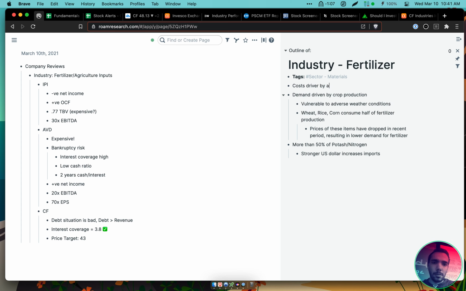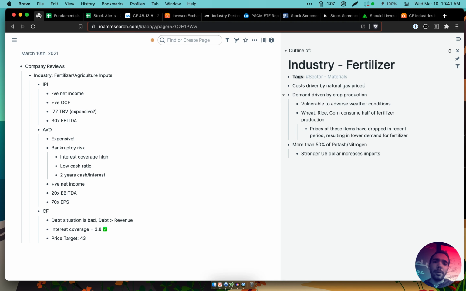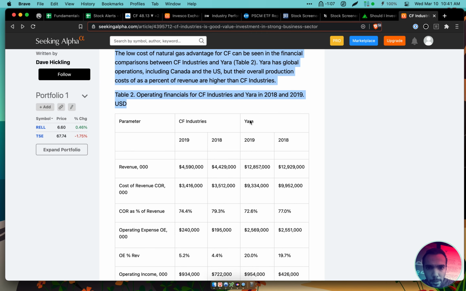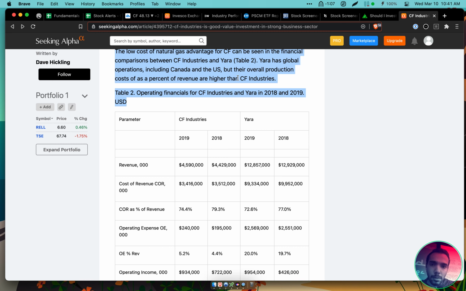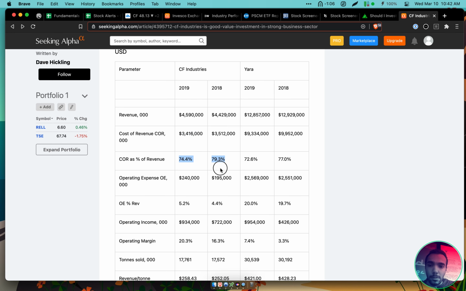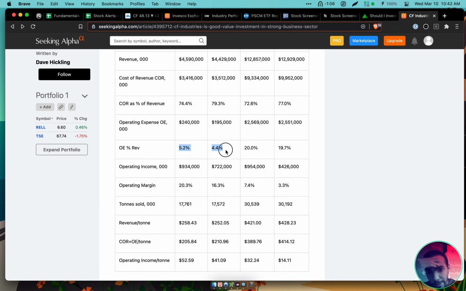Costs driven by natural gas prices. Yara has global operations, including Canada, but their overall production cost as a percentage of revenue, so margin, right? He's talking about COGS. Production costs, yeah, COGS. So COGS margin is Yara 2018-2019, COGS, wow, okay, all right. Cost of revenue, 74. Not a huge difference. Oh, wow. Okay. Operating expenses.